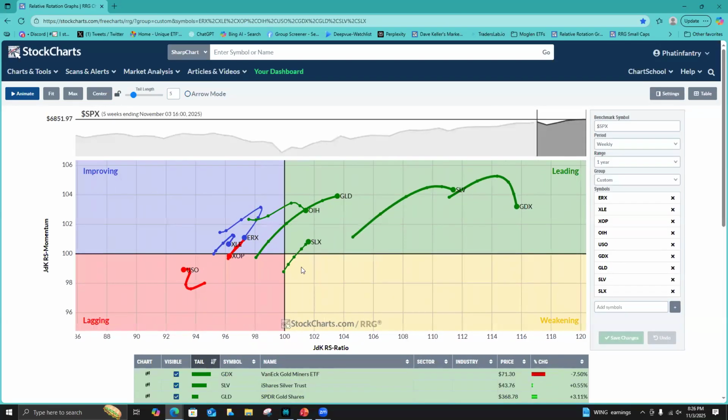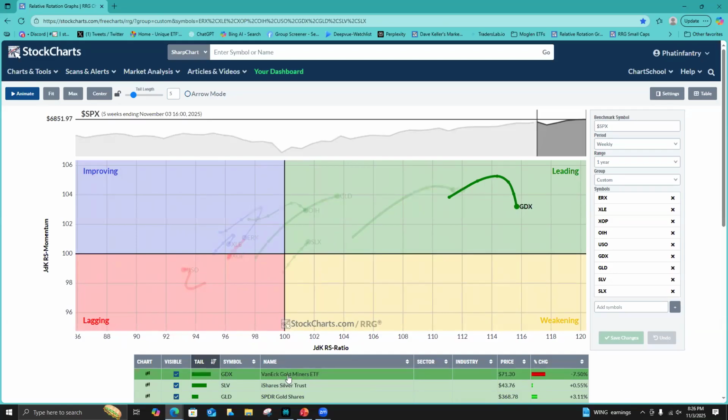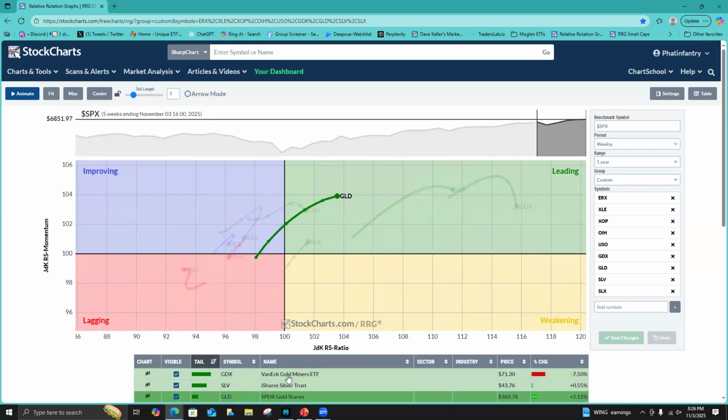Energy, GDX, no. Gold, still holding in there, I guess. OIH, no. SLX, so steel, that's a decent first day. Steel play, and everything else, no. So we've seen this time and time again.